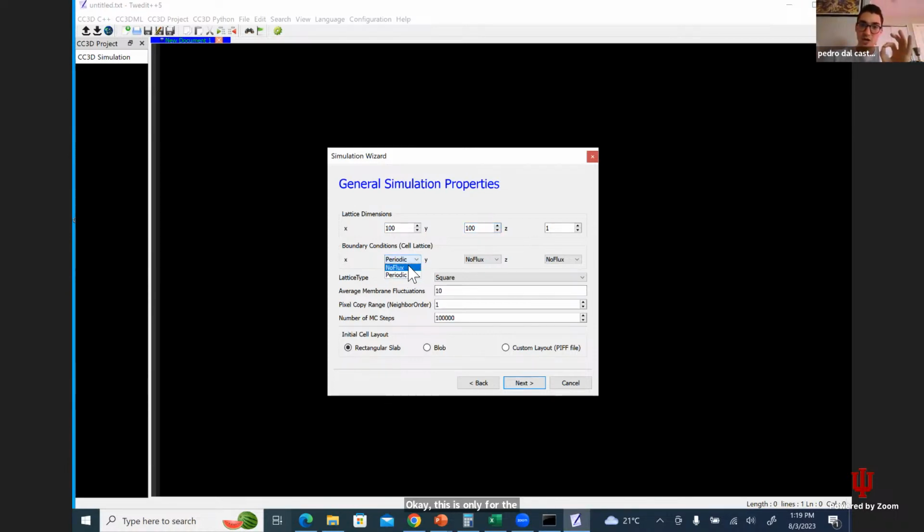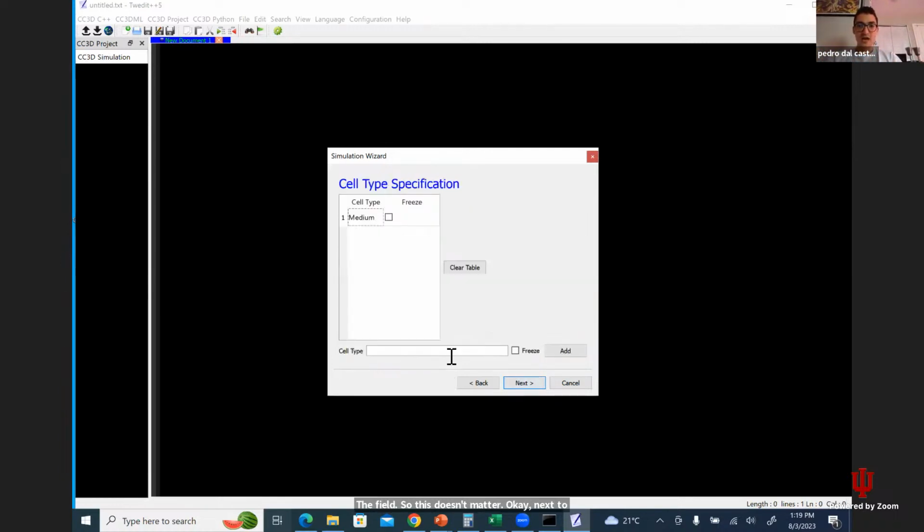So if you put periodic or no flux, it doesn't make a difference from the point of view of the field. So this doesn't matter. Next, I will add a cell, which doesn't matter as well. I'm just here to show you the fields. Chemical fields. Let's type the name of the field, oxygen. Type the name of the field you want. Could be many fields. You can write a list of fields you want in your simulation.